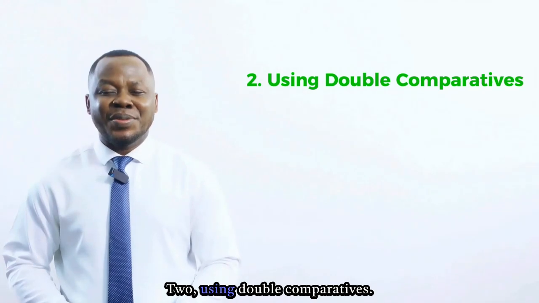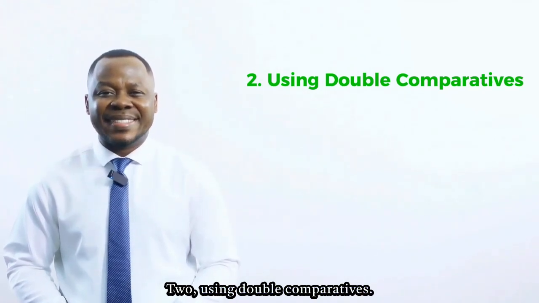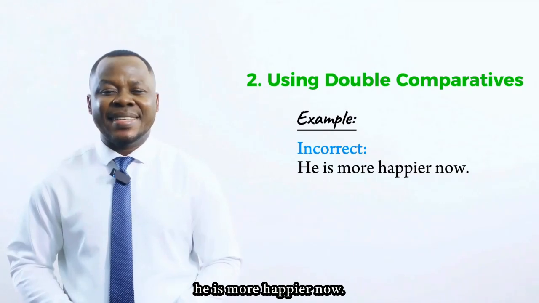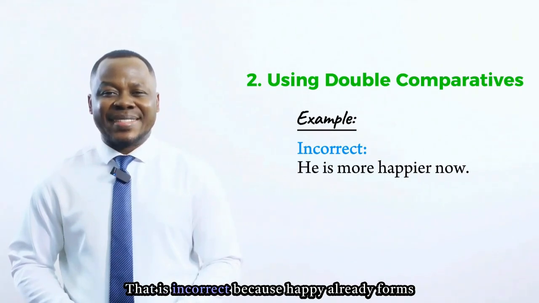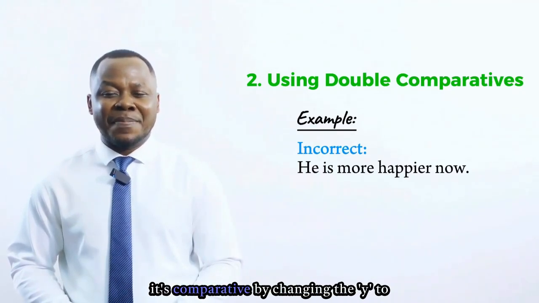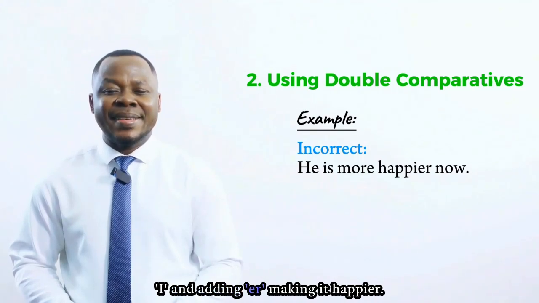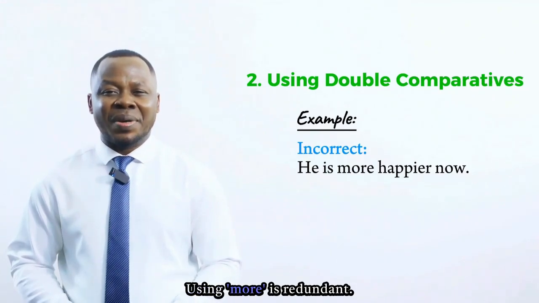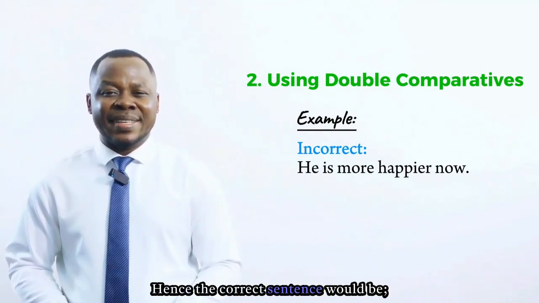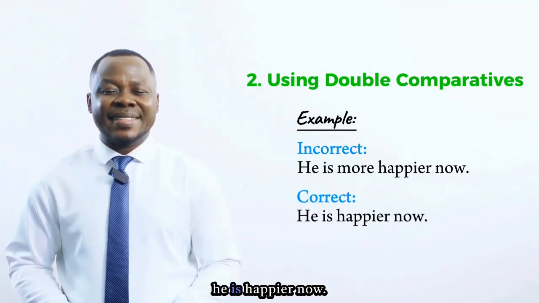2. Using double comparatives. For example, it's incorrect to say, he is more happier now. That is incorrect because happy already forms its comparative by changing the Y to I and adding ER, making it happier. Using more is redundant. Hence, the correct sentence would be, he is happier now.